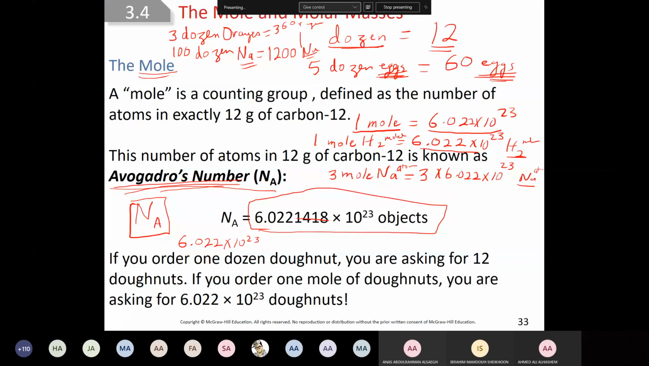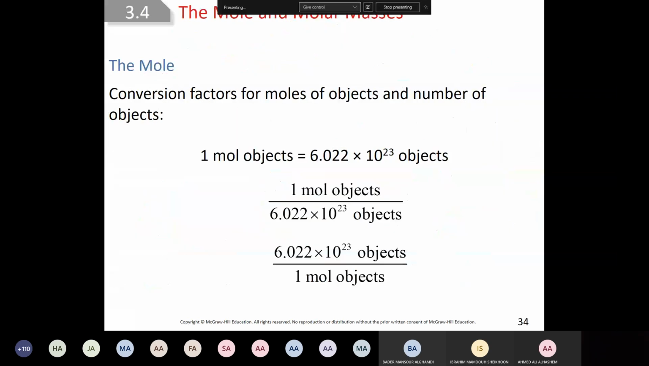So if I have 3 or let's say 5 or 0.5 mole H2O, then this is equal to what? 0.5 times 6.022 times 10 to the power 23 what? H2O molecules. Because this is H2O molecules. Is this clear? I hope this is clear.